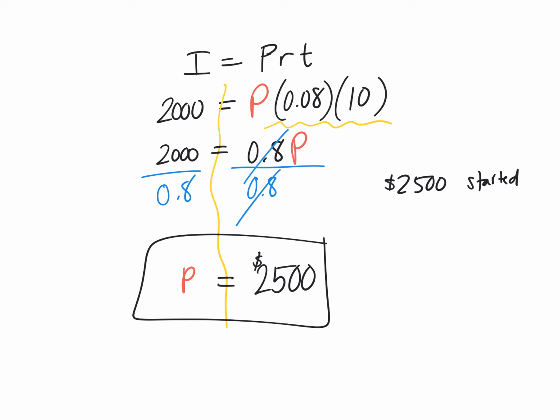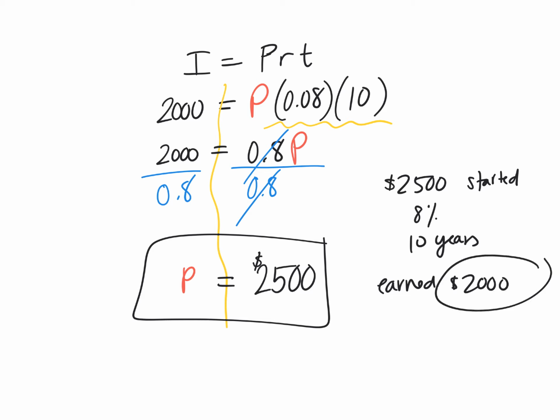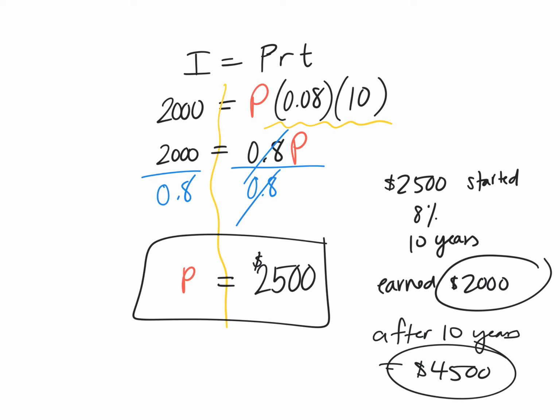So he had $2,500. He said, I'm going to go put that in the bank. The bank gave him a rate of 8%. He kept it in there for 10 years, and he earned $2,000. Not bad. He started with $2,500. At the end of 10 years, he earned $2,000. So how much money did he have after 10 years? $4,500. So he went from $2,500, 10 years later, all of a sudden that money in the bank became $4,500.